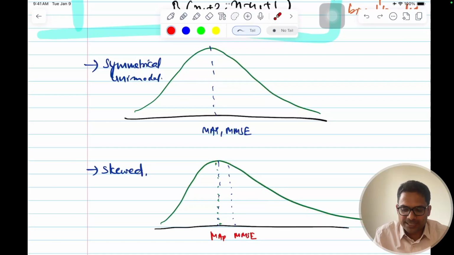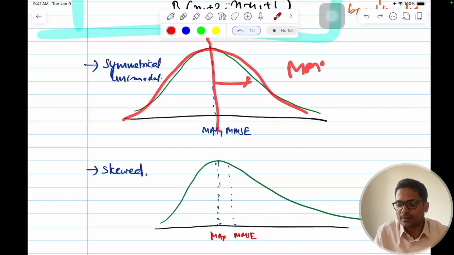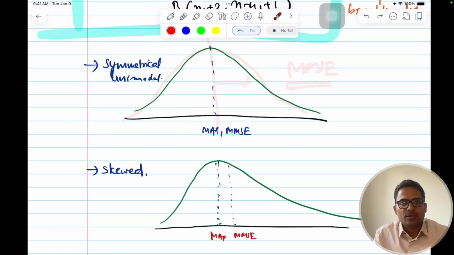Here MAP is taking only one point, but MMSE is taking all the points into account for calculating the minimum mean squared error, okay. So this is a more robust metric. MMSE is more robust because it is taking more points into account, okay.